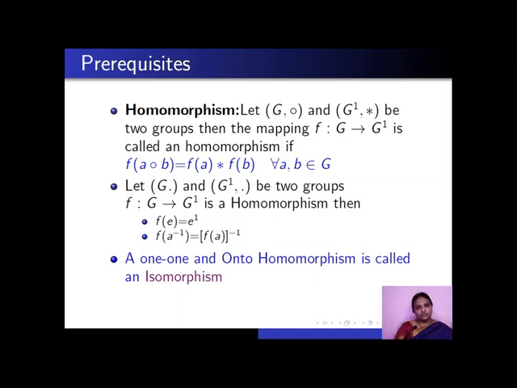And the next thing we need to recall is that a 1-1 onto homomorphism is called an isomorphism. So if any mapping is 1-1 as well as onto homomorphism, then we say that it is an isomorphism. We know what is meant by homomorphism, and onto means every element in G dash has a pre-image.